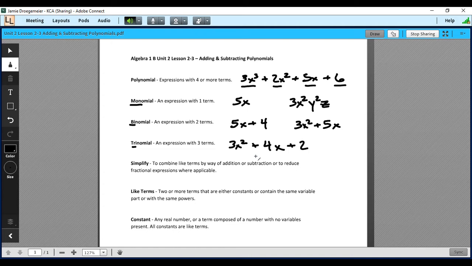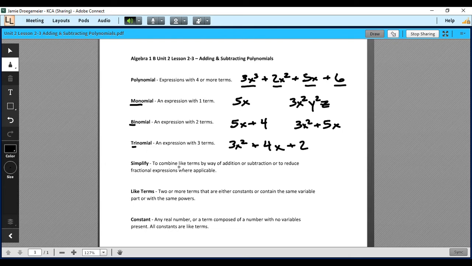First of all, understanding what those particular terms mean. Then when we work with these different expressions, we want to see if we can simplify. It says to combine like terms by way of addition or subtraction, or to reduce fractional expressions where applicable. So our process of simplifying is: can we make the expression that we're given simpler? Can we combine things and make it easier to work with? We'll look at some examples of that.